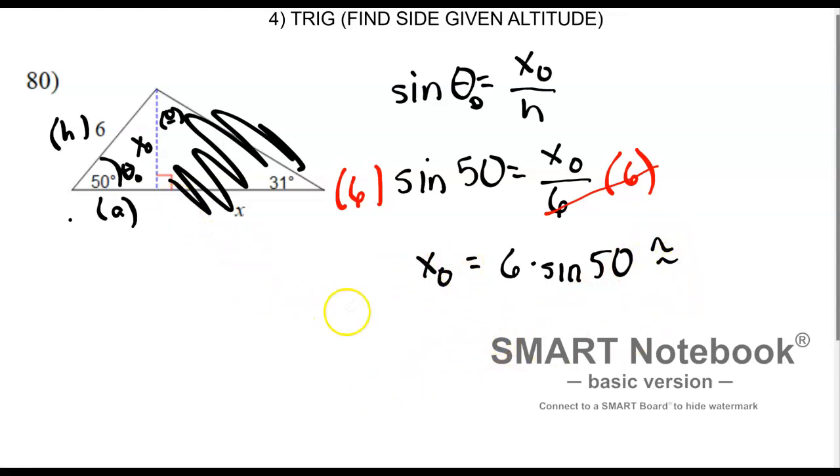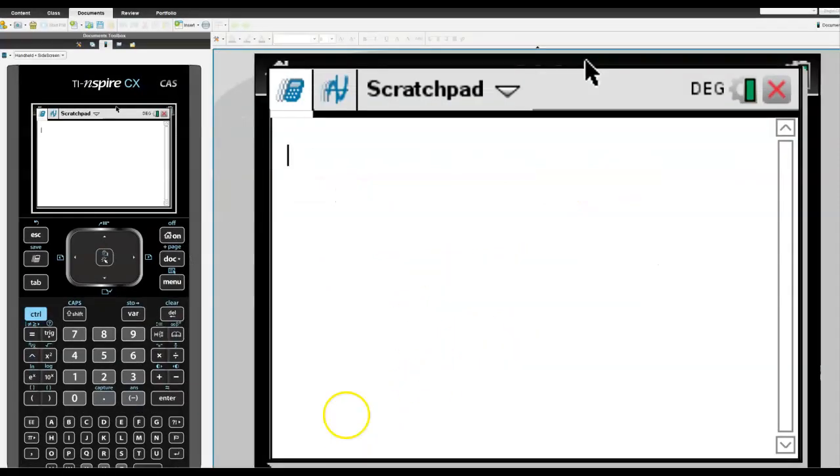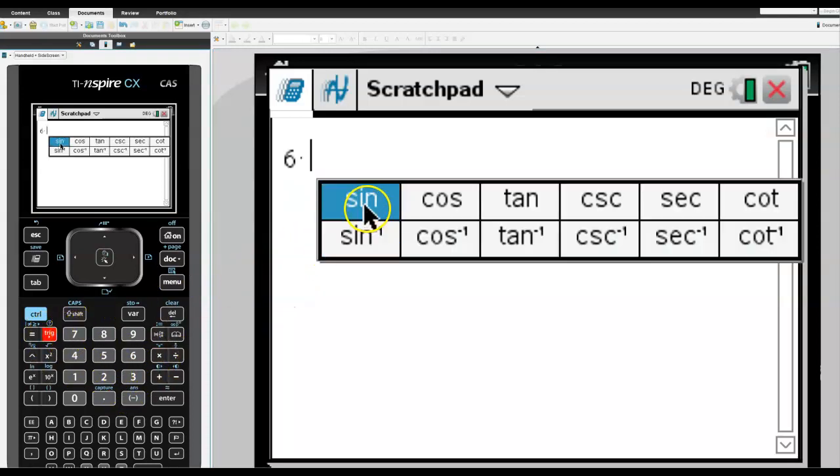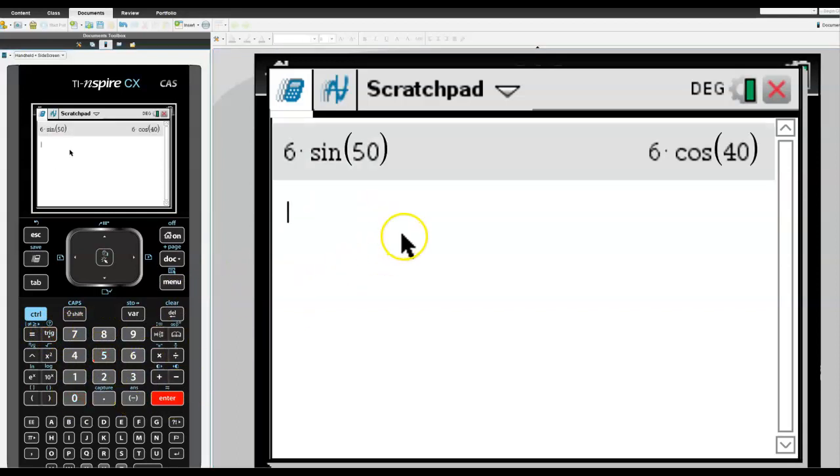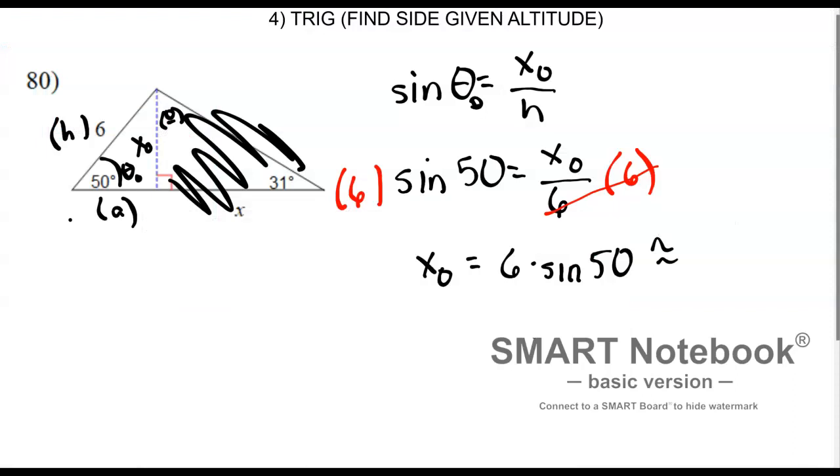Now again, we don't get exact answers typically, so that's about something. Because I need it to continue, let's go and punch that in the calculator. 6 times sine 50. Again, I'm in degree mode. Since I have an exact value, let me go ahead and get an approximate I can work with, and we get 4.6.